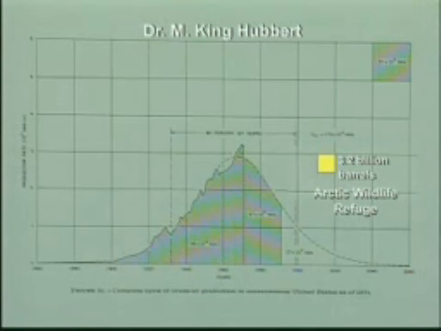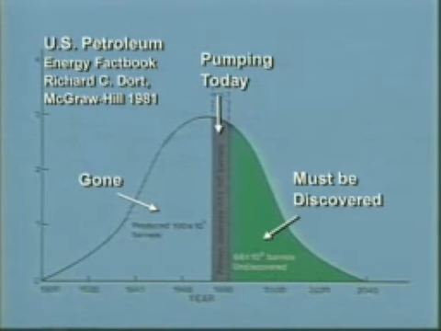That's less than 1 year's consumption in the United States. Now, let's look at the curve in this way. The area under the entire curve represents the entire resource of U.S. petroleum before any of it was used.